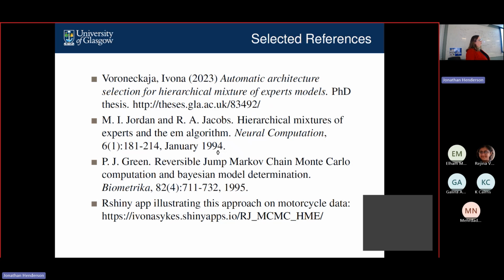That's interesting. Like we were doing RJ MCMC 20 years ago. We were working with Fortran. Oh, okay, yes. So I still have some code. I don't know if it works. That's very interesting.